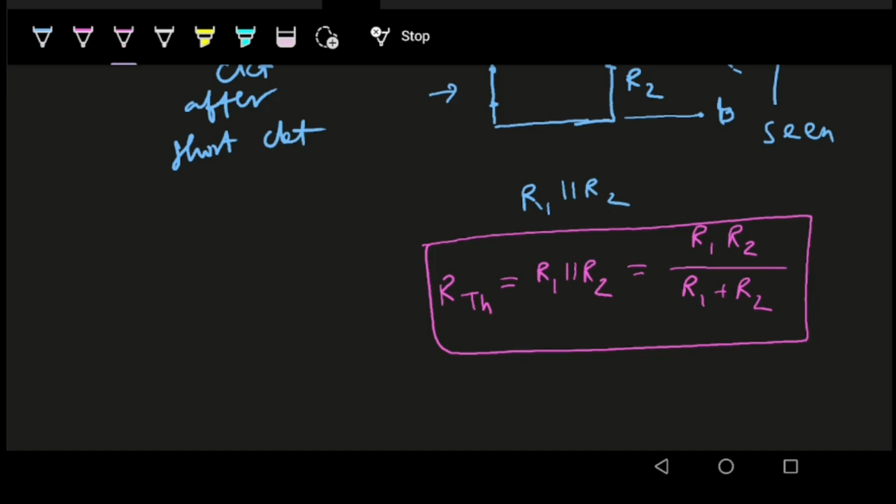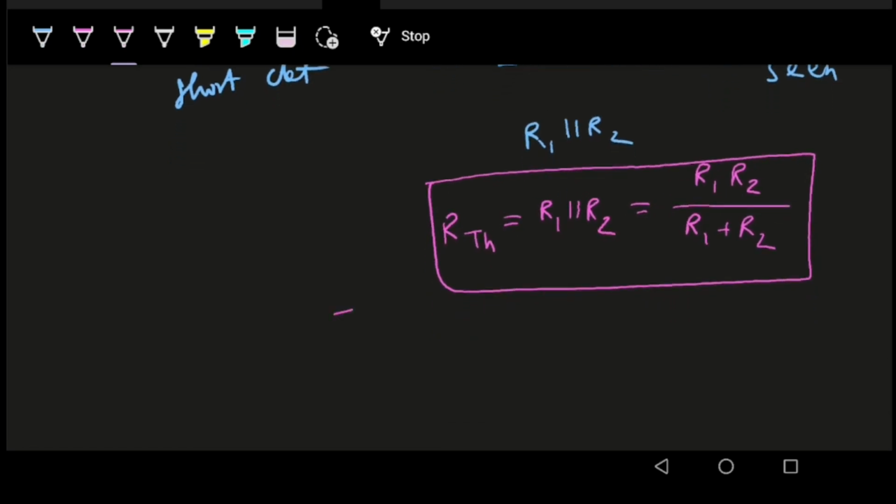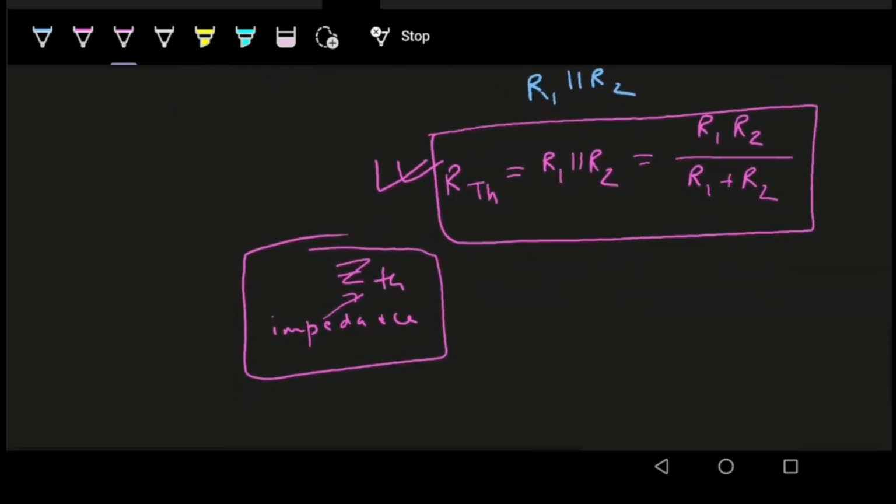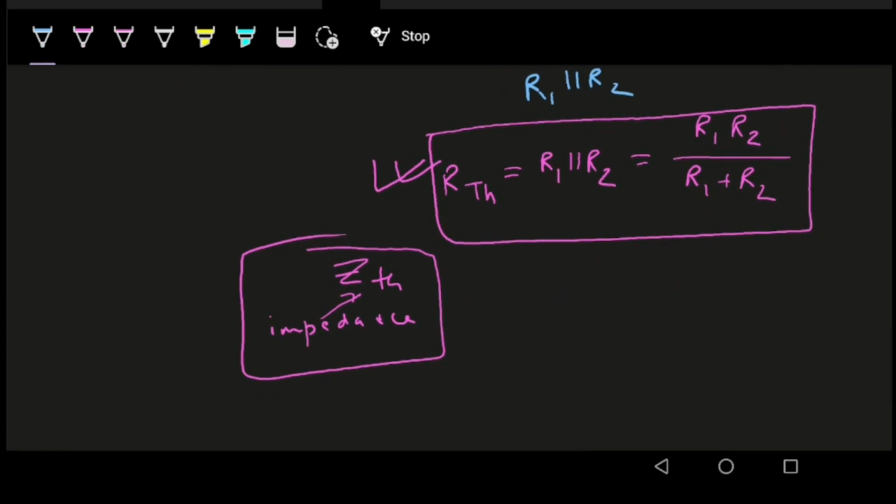Sometimes this step may involve finding ZTH if it is an AC circuit. In that case, there would be impedance, and we will talk about this in later videos. For now, this is a DC circuit, so we're finding RTH, the equivalent Thevenin's resistance. So we have completed step number 1.